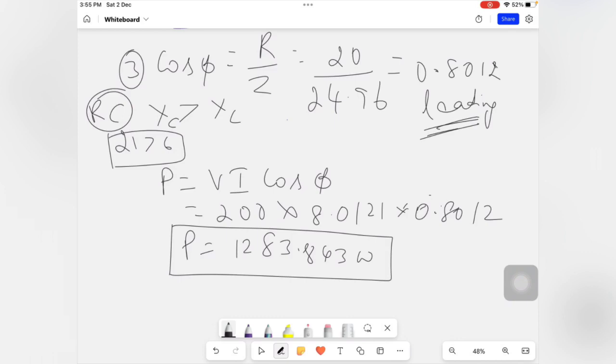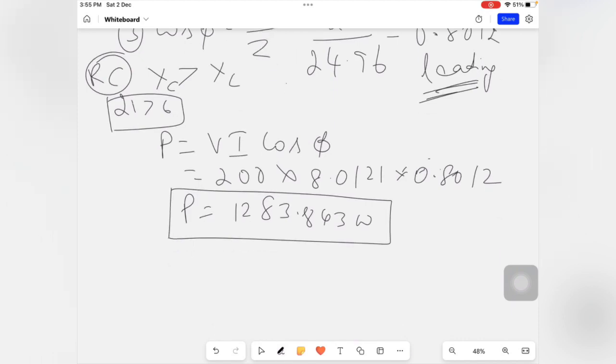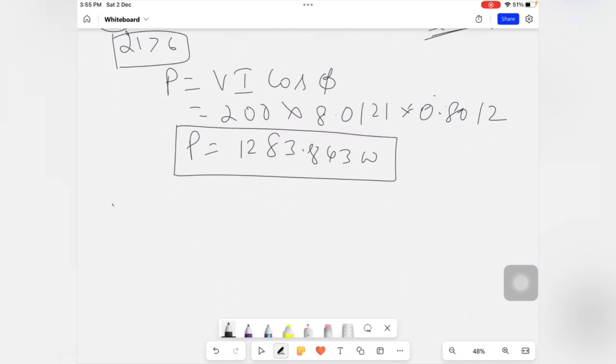Next we have to calculate the drop across individual elements. Very simple, apply Ohm's law. What is the drop across the resistance? VR is nothing but the current multiplied with the resistance value. So VR is nothing but I into R. So what is the value of current I?